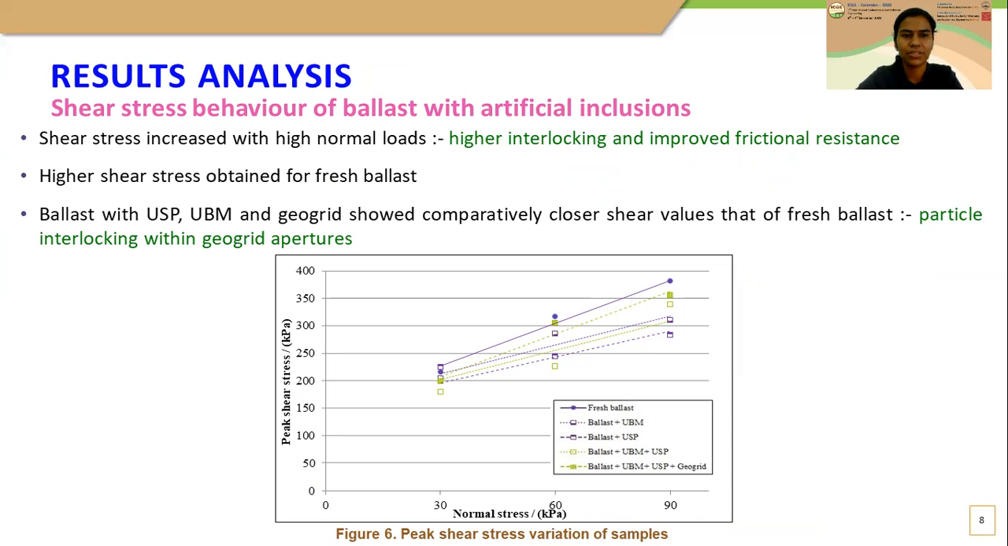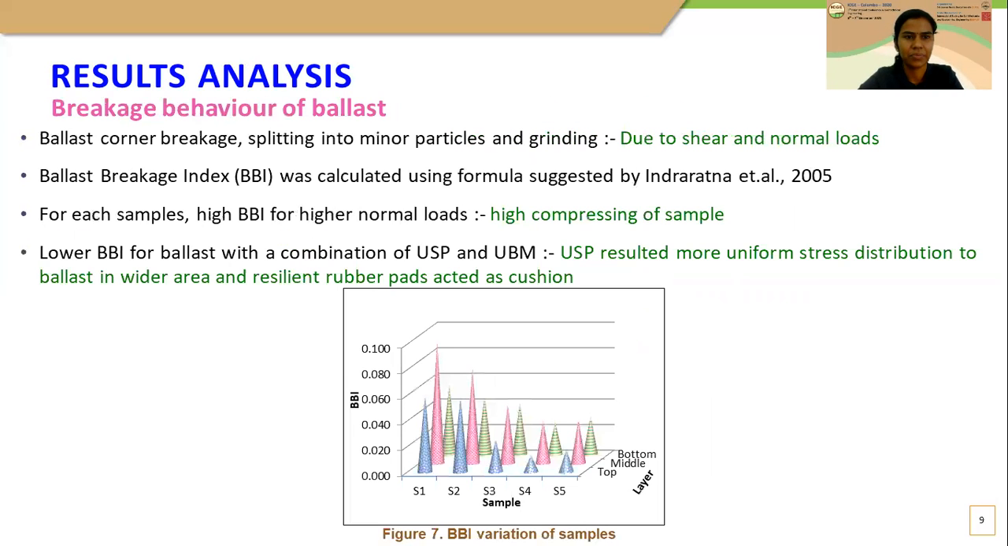The highest shear stress was obtained for fresh ballast compared with the artificial inclusions, but ballast with USB, UBM, and geogrid showed comparatively closer shear values to that of fresh ballast. This is due to the particle interlocking behavior of geogrid. Therefore, it gives more frictional resistance to the shear loading. Figure 6 shows the peak shear stress variation of all samples.